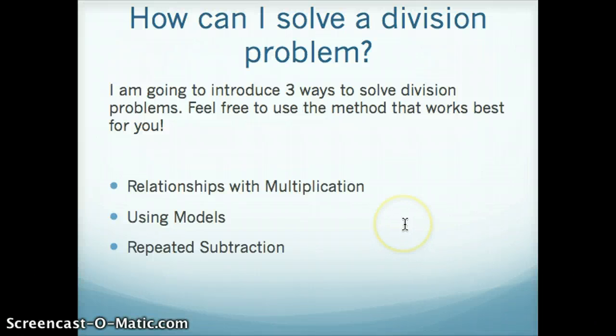How can I solve a division problem? I am going to introduce 3 ways to solve division problems. Feel free to use the method that works best for you. First, we will do relationships with multiplication to solve our division problems. Then, we will be using models. And lastly, we will be using repeated subtraction.